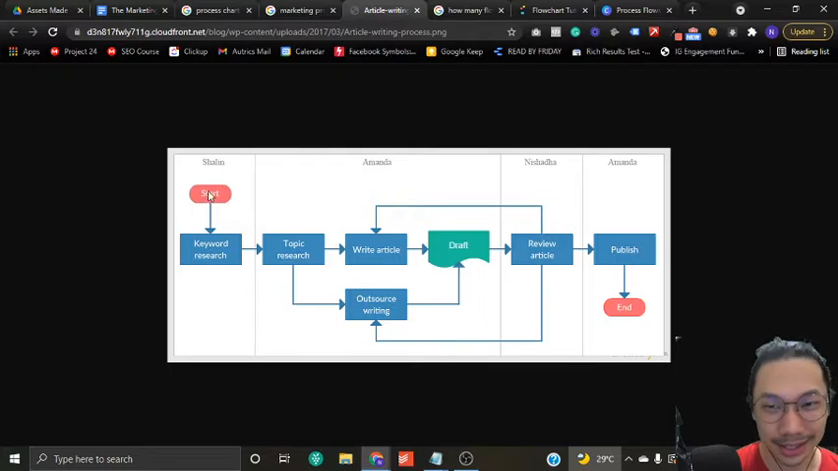You can see it has a start. First, you need to do keyword research. This is Shalyn's only job. Then it goes to Amanda. Her job is to do topic research and write the article, and or outsource the writing and put it into the draft. Then Nishadha will be the reviewer. She'll review the article and say, is it good, is it bad? If it's not good enough, it goes back to the article writing process with Amanda or the outsourced writer. Once it's passed, it'll be passed back to Amanda. I think it should be a different person, but she will publish it. Again, this is not really a marketing process. This is a content creation process specifically for blog creation.